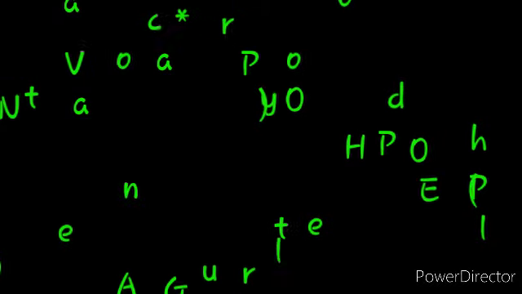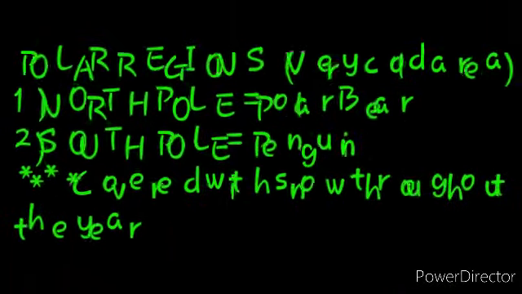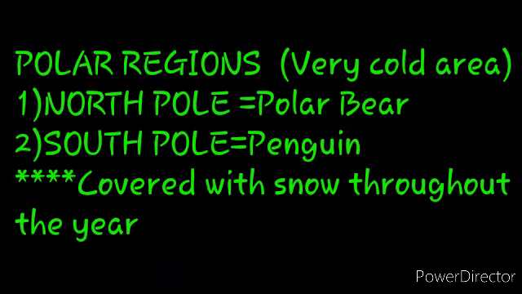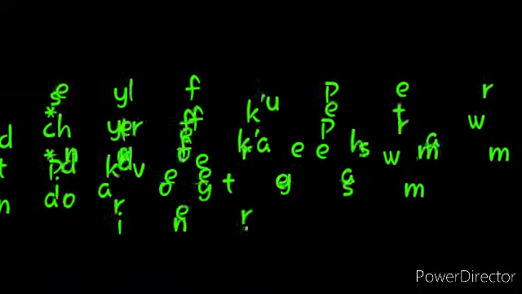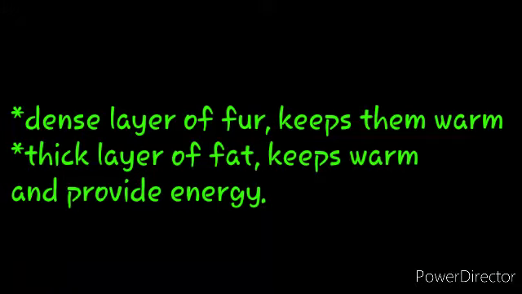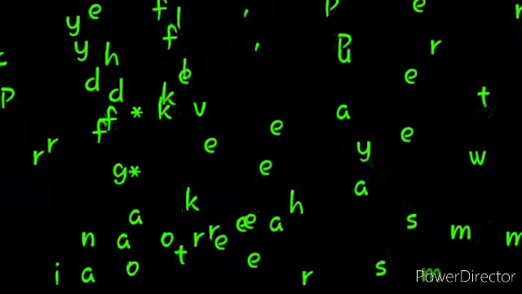Next, we have polar regions. Like deserts, we find extreme climatic conditions in polar regions, which are the North Pole and South Pole. Throughout the year, these regions are covered with snow. These are the coldest places on the earth. We hardly find any food in these places. The polar bear is an example that lives in the North Pole. Let us learn how a polar bear adapts to its environment.